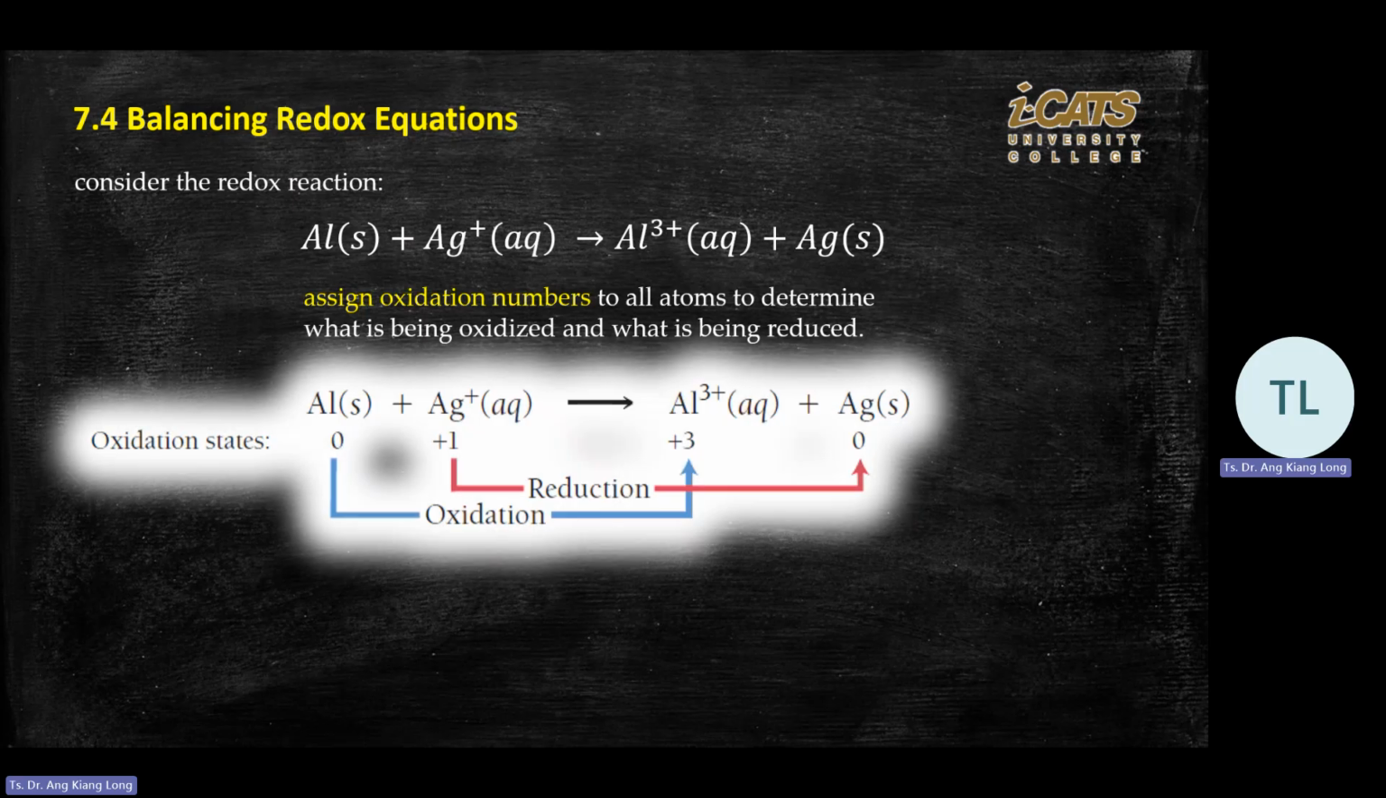Okay, so the previous lecture already covered how to assign the oxidation number. In this case, Al, because there's no charge, we put in 0. The +1 is based on the balancing, right? And also based on the periodic table. If you are weak in the periodic table, you need to go through it. I showed how to do it in the previous class already. Then the product, you have Al3+, you get 3+, and Ag 0.